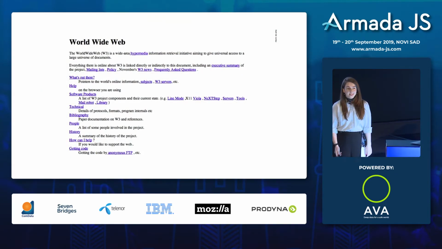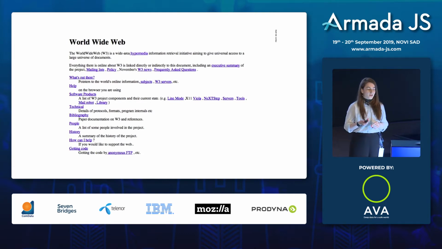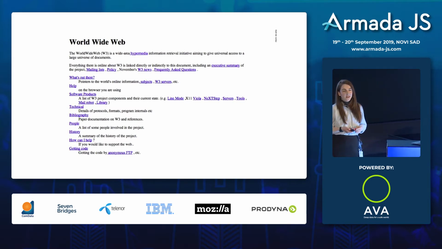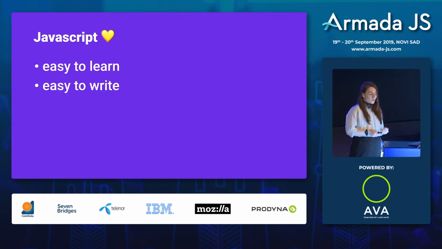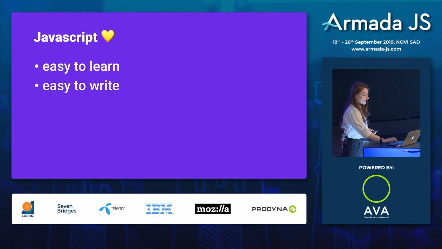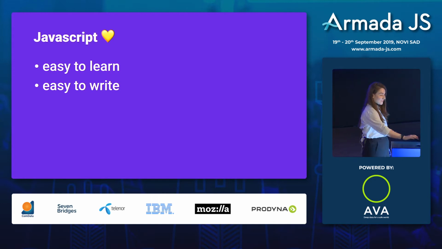And there's a reason for that. This is a screenshot of the first website ever. It was made over 30 years ago by Tim Berners-Lee. Back at that time, web was mostly text and links. So JavaScript came about as a way to add some interactivity to the web. It was designed to be easy to learn and easy to write. But at that time, it wasn't designed to be fast.